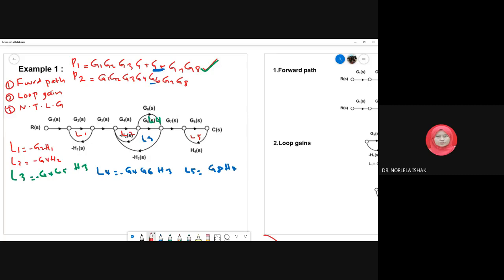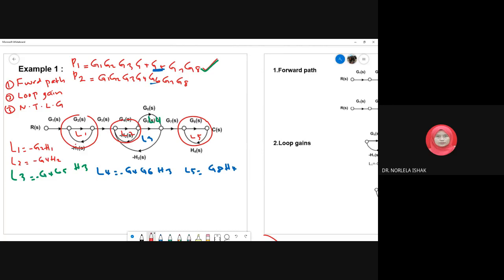Okay, taken 2, we compare 2 at one time, meaning L1 and L2. This is non-touching, is it? This is your L1. This is your L2, meaning they're non-touching each other. And then the L2 non-touching with L5. Now if taken 3, we compare 3 at a time, meaning L1 compare with L2, compare with L5.